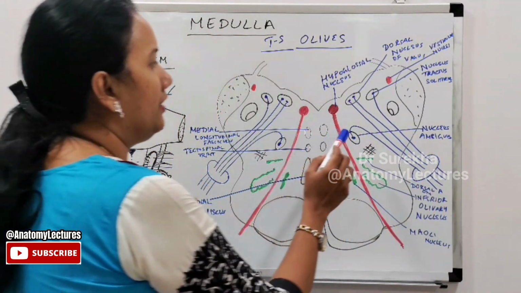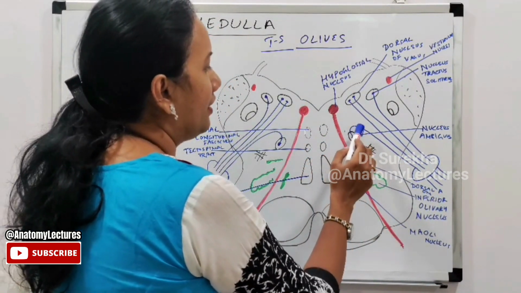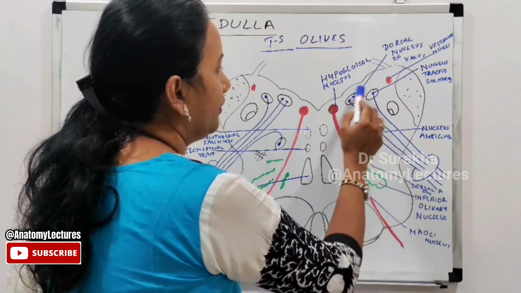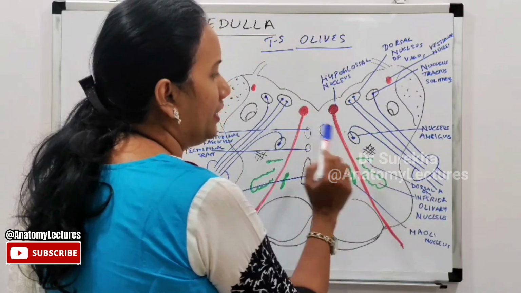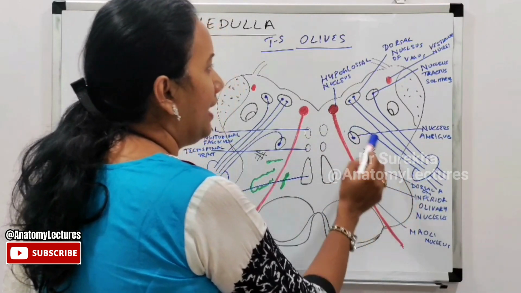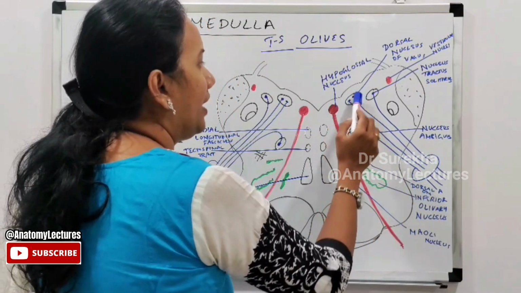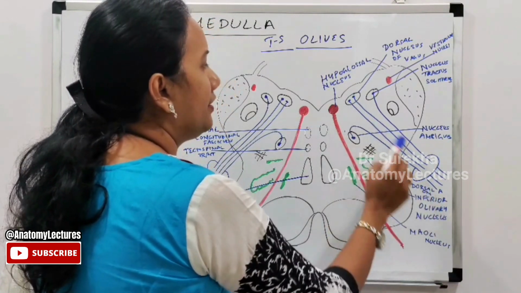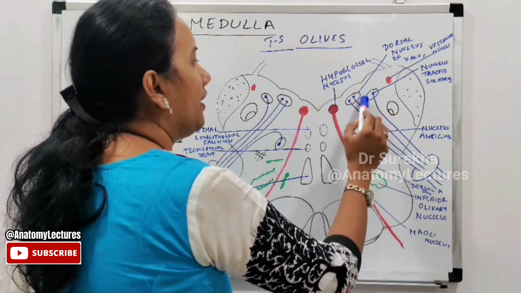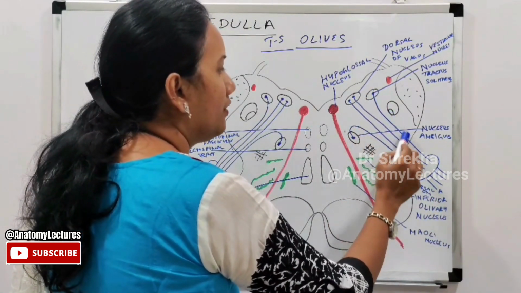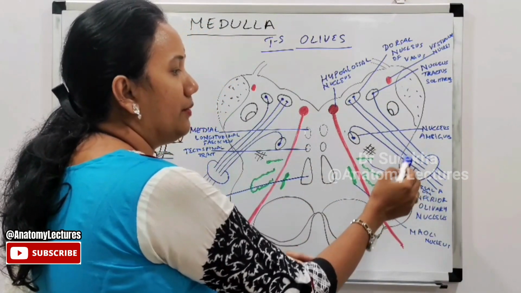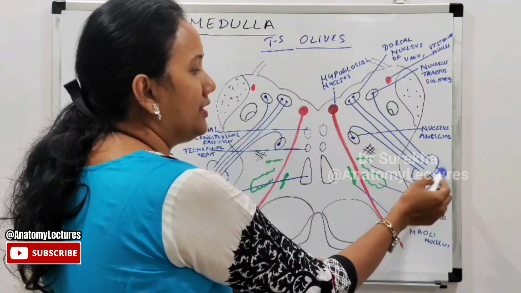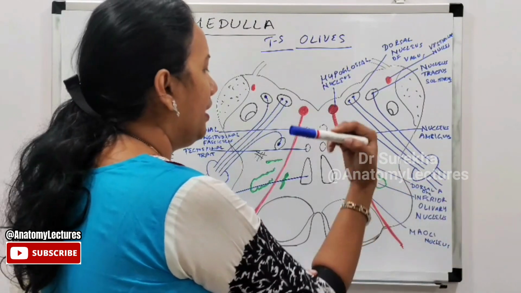So the vagus nerve takes its origin from all these nuclei. The motor fibers will arise from the nucleus ambiguus, and then you have got fibers arising from the dorsal nucleus of the vagus, and you have got fibers arising from the nucleus tractus solitarius. So all these fibers will unite to form the vagus nerve. So this will emerge ventrally from the medulla.